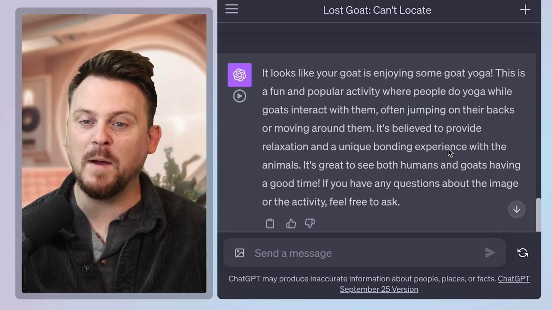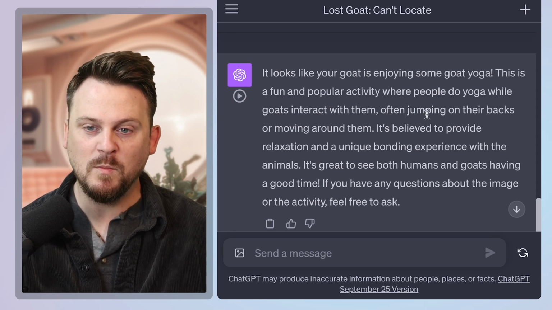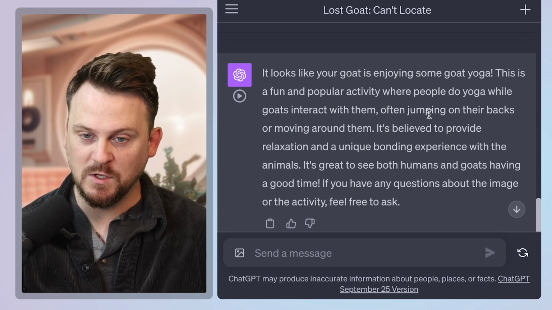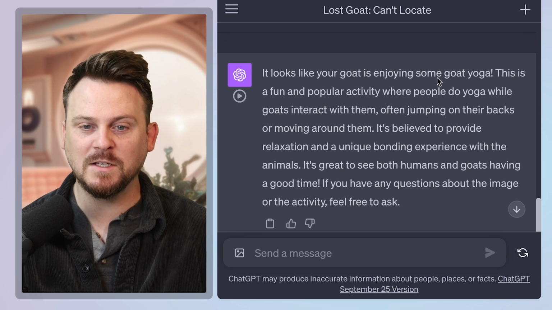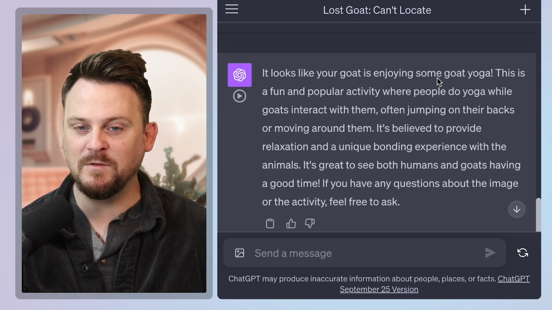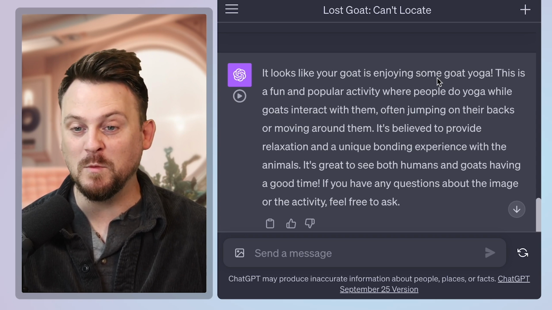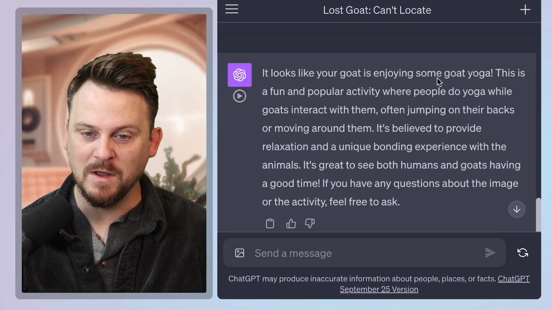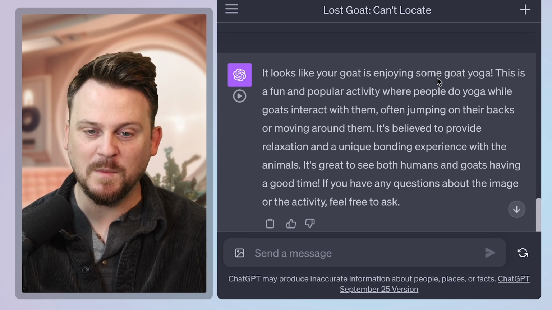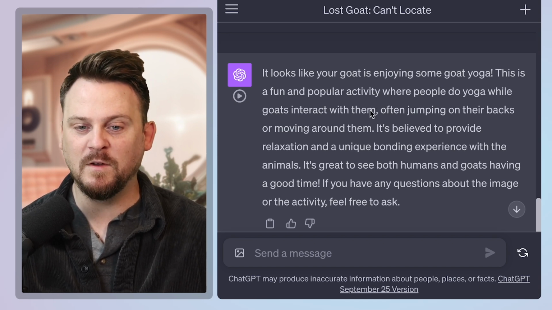This is a fun and popular activity where people do yoga while goats interact with them, often jumping on their backs or moving around them. It's believed to provide relaxation and a unique bonding experience with the animals. It's great to see both humans and goats having a good time. If you have any questions about the image or the activity, feel free to ask.